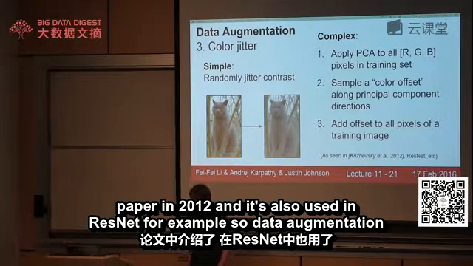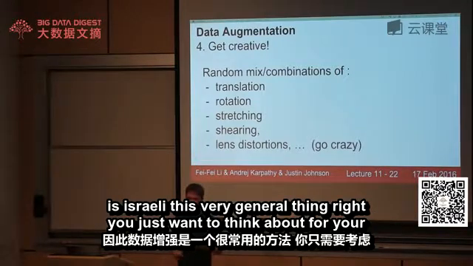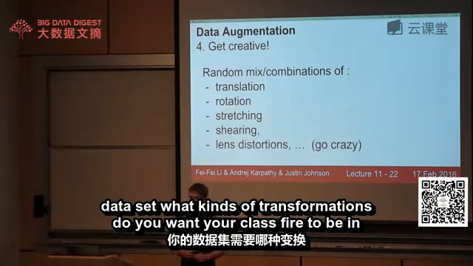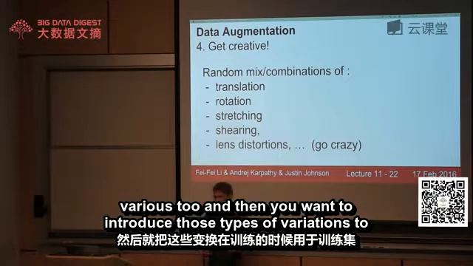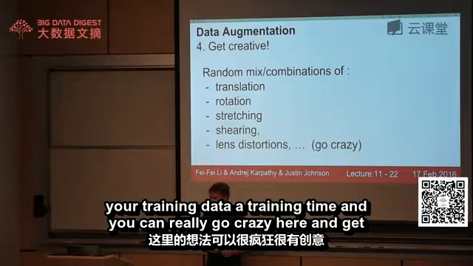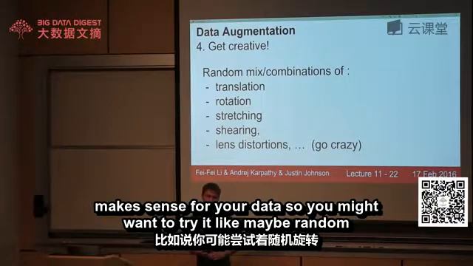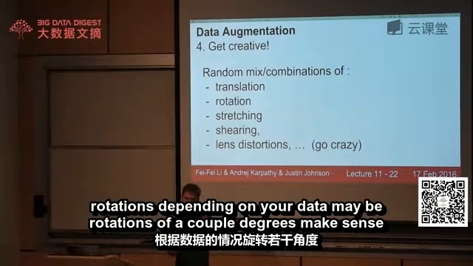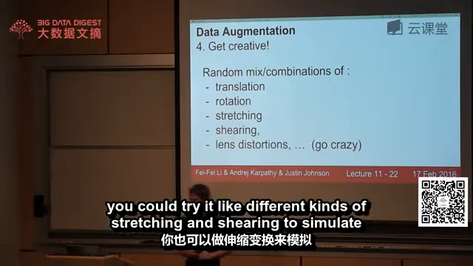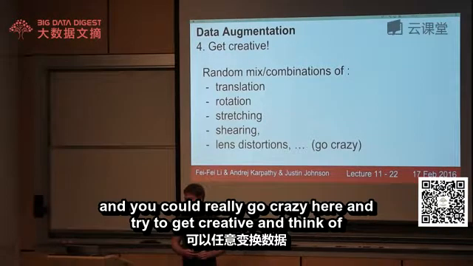So data augmentation is really this very general thing, right? You just want to think about, for your data set, what kinds of transformations you want your classifier to be invariant to. And then you want to introduce those types of variations to your training data at training time. And you can really go crazy here and get creative and think about your data and what types of invariances make sense for your data. So you might want to try random rotations, depending on your data. Maybe rotations of a couple degrees make sense. You could try different kinds of stretching and shearing to simulate maybe affine transformations of your data. And you could really go crazy here and try to think of interesting ways to augment your data.